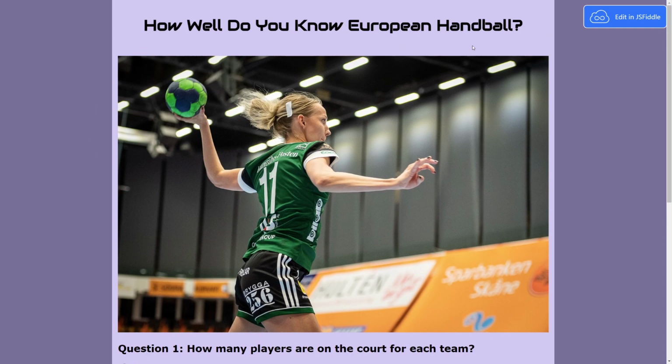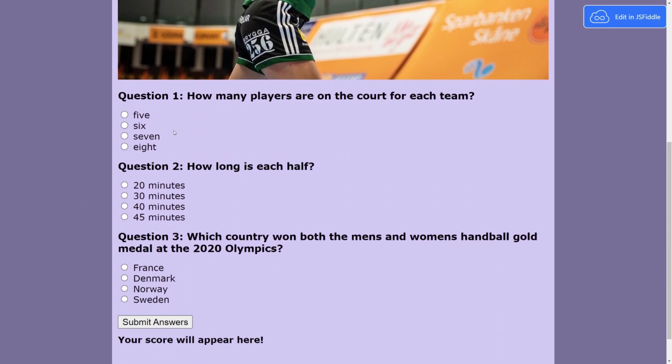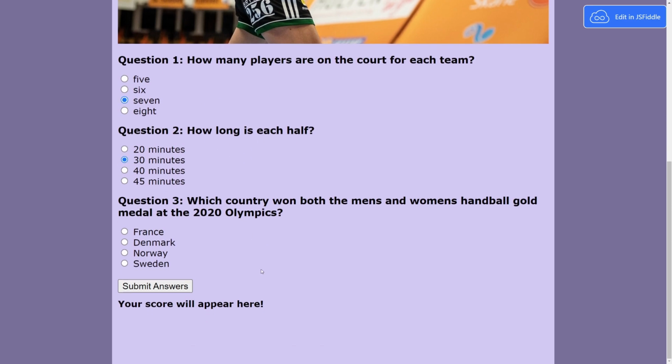So it says, how well do you know European handball? And if we scroll down, it has 3 questions. Question 1, how many players are on the court for each team? So I know that's 7. How long is each half? I know that's 30 minutes. And which country won both the men's and the women's handball gold medal at the 2020 Olympics?